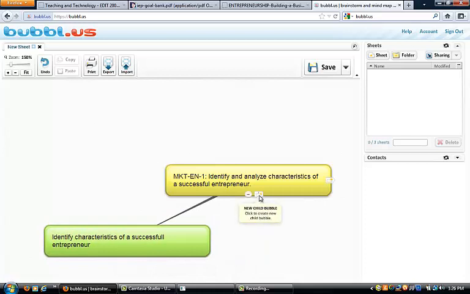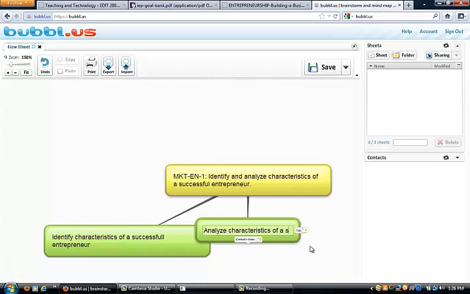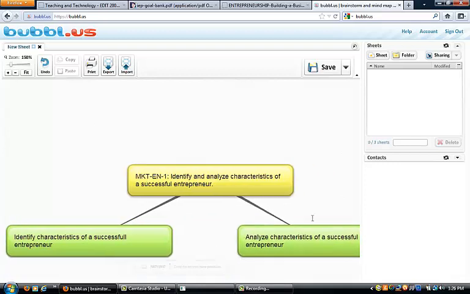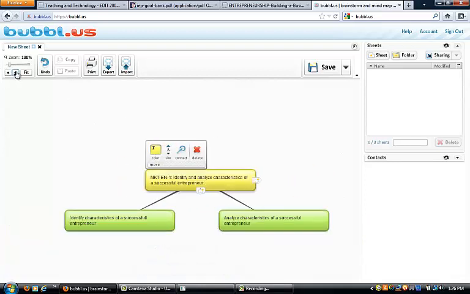Alright, so the very next thing we have is to analyze characteristics, if I can spell, of a successful entrepreneur. And I'm going to move that off to the side, and I'm going to zoom back out so you guys can see. But what's missing is this right here, which was one of our standards.